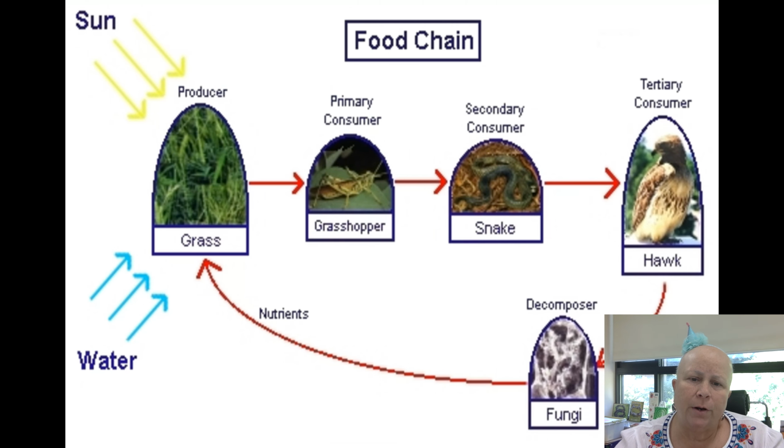Here's another overall example. It shows radiant energy being used by the producer for photosynthesis, and then that producer is eaten by a primary consumer, and then that consumer is eaten by a secondary consumer, and so on. So you see the food chain here, and the direction of the arrows are very important.